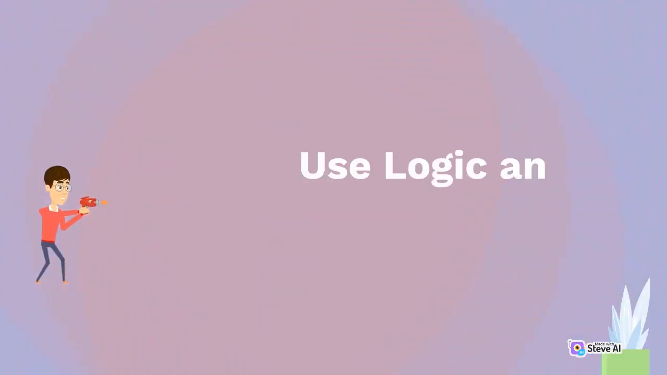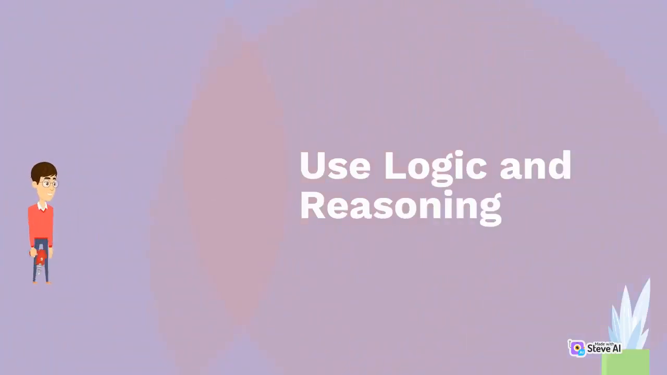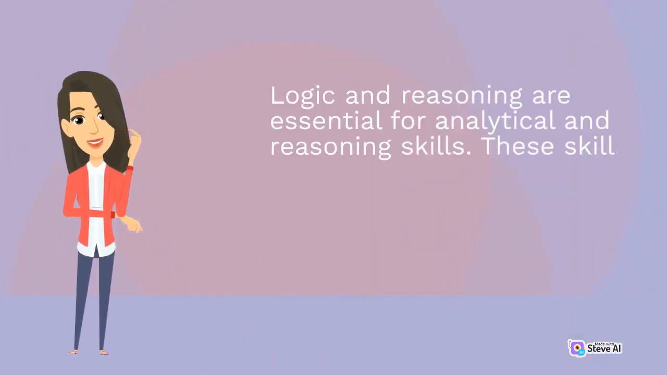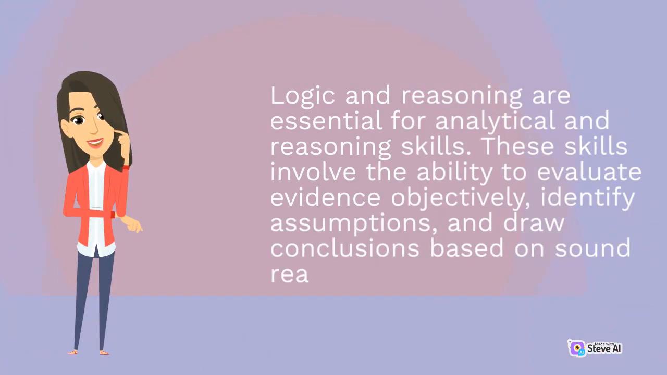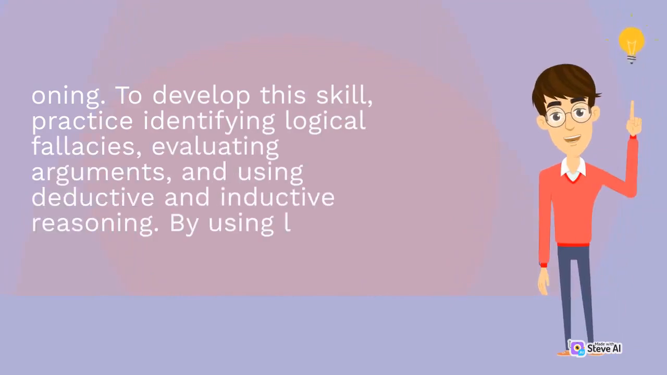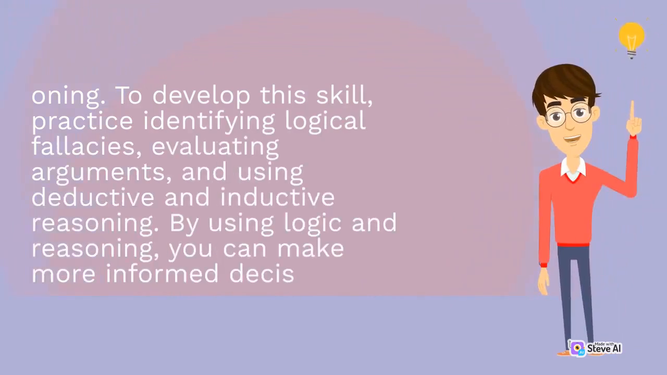Use logic and reasoning. Logic and reasoning are essential for analytical and reasoning skills. These skills involve the ability to evaluate evidence objectively, identify assumptions, and draw conclusions based on sound reasoning. To develop this skill, practice identifying logical fallacies, evaluating arguments, and using deductive and inductive reasoning. By using logic and reasoning, you can make more informed decisions and solve problems more effectively.